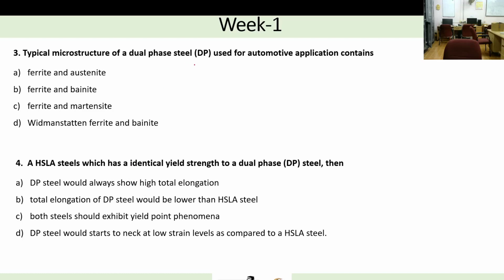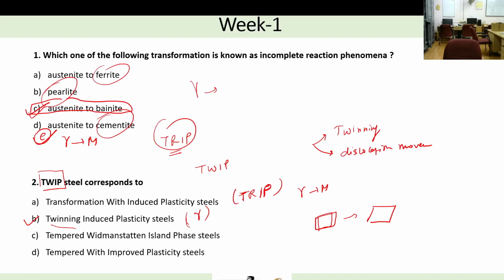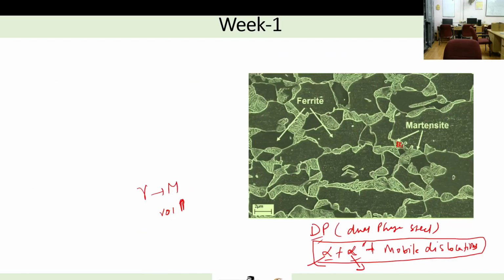So I'm asking about the DP steel. All of you have mostly commented option C, which is correct, ferrite and martensite. I showed you this microstructure earlier also. So the DP steel microstructure, dual phase, is ferrite and martensite with mobile dislocation at the interface. So the microstructure constituents are ferrite and martensite only. So this is what a dual phase steel consists of. Is it clear?